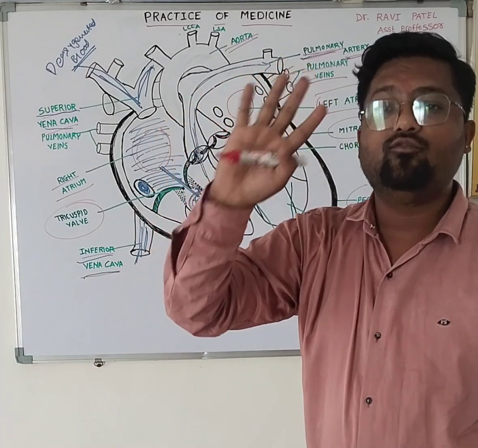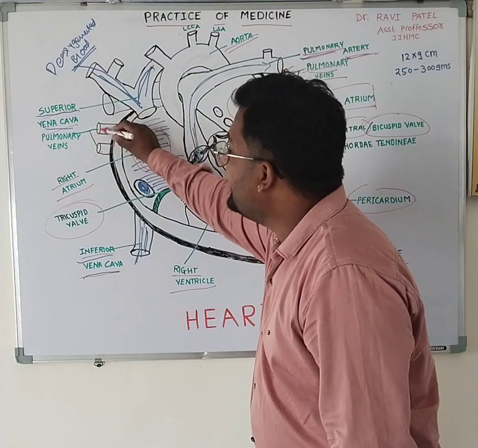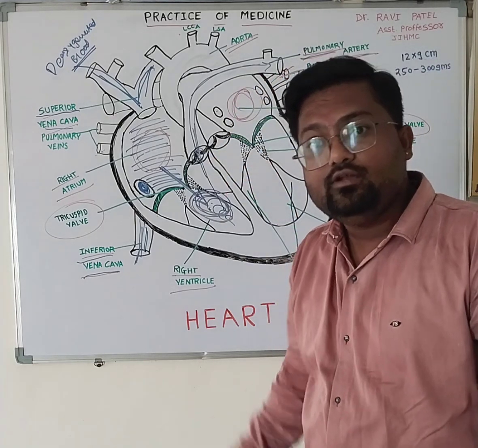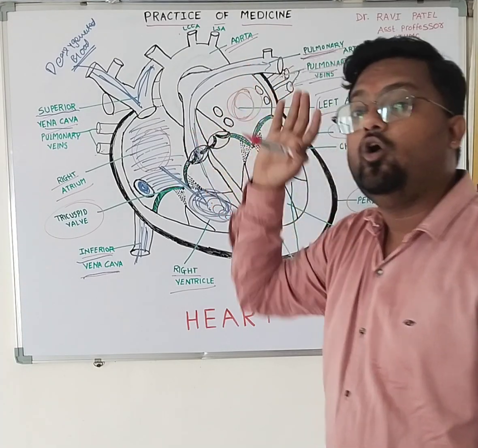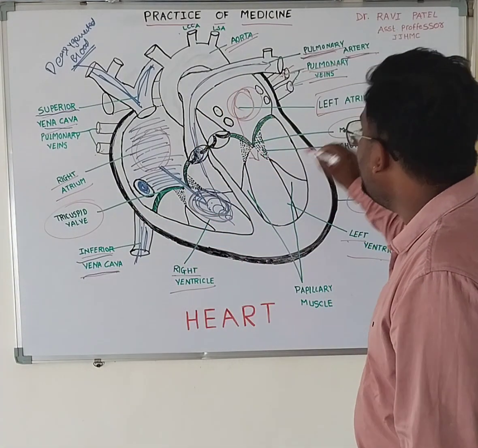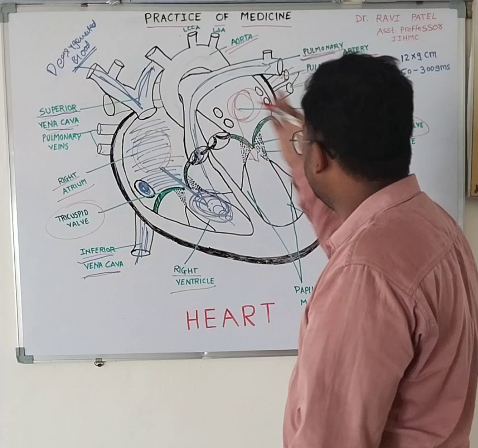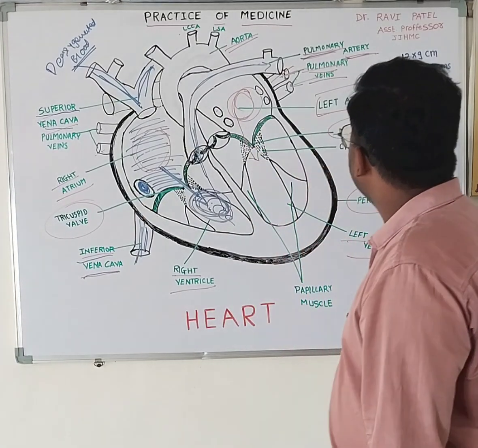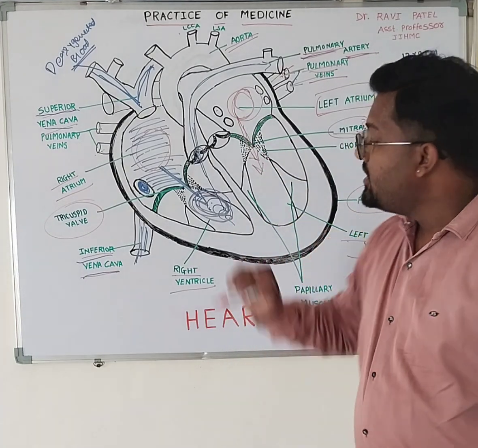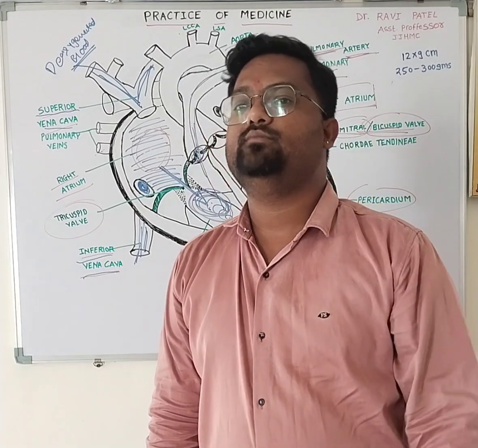Here are the four pulmonary veins, 1, 2, 3, 4, that drain the oxygenated blood from the lungs into the left atrium. So the left atrium now has oxygenated blood from the lungs. Via the mitral or bicuspid valve, here is the right-sided tricuspid valve and the left-sided mitral or bicuspid valve. The bicuspid valve opens and drains the whole oxygenated blood into the left ventricle, the biggest and strongest chamber of the heart.